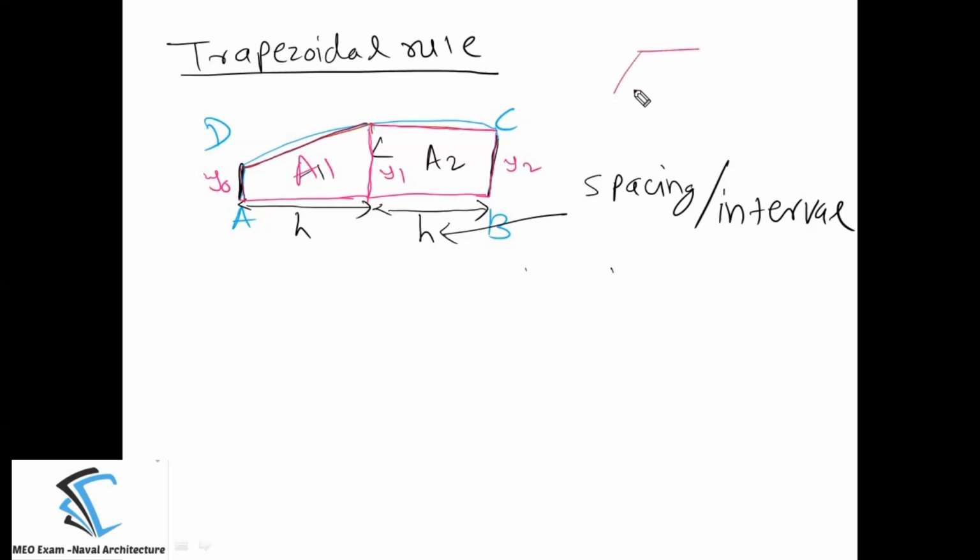Suppose you have a trapezoid like this, and I can call this y1, and this is y0, and the depth is h. If this is the condition, what will be the area of this trapezoid? It will be (y0 plus y1) divided by 2 into h. Like this you can use the formula to calculate the area under the trapezoid.